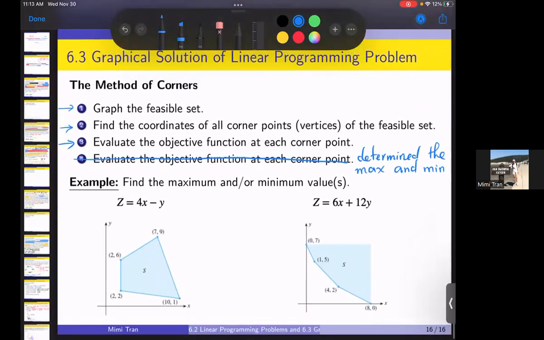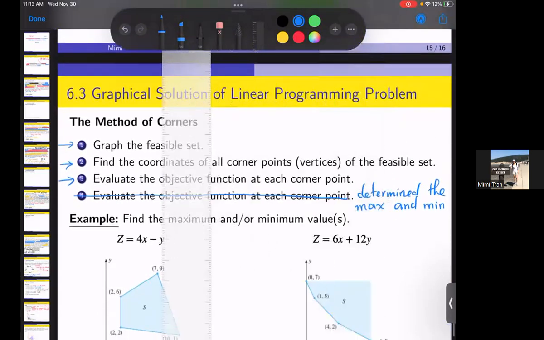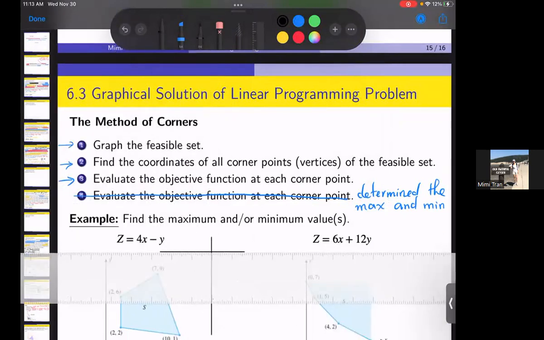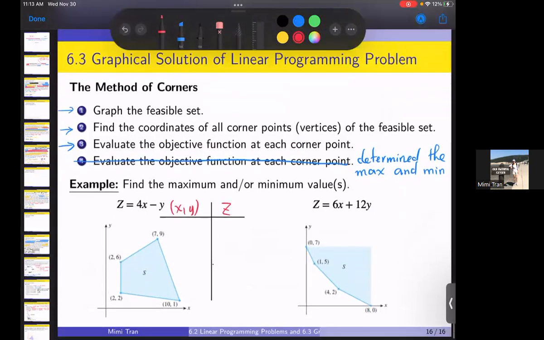Take a look at this one first. I want to know what the maximum and minimum are for this problem. So all I do is plug it in. That's pretty much it. The first one is (2, 6), then (2, 2), (10, 1). I'm going counterclockwise, and then (7, 9). And then you plug into Z.